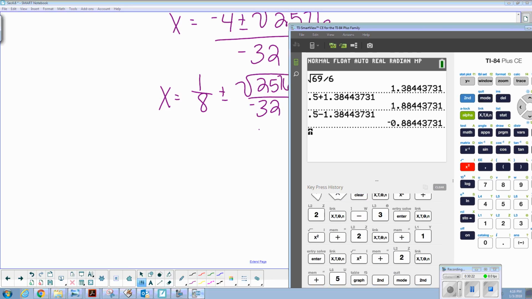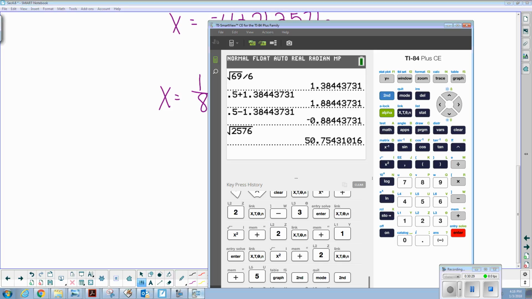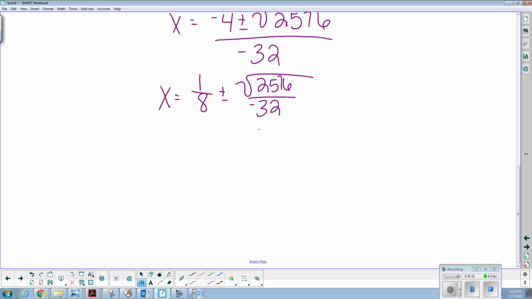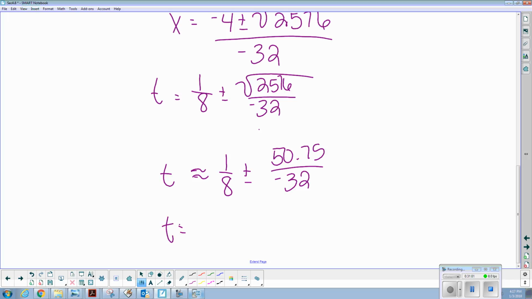So we're looking for the square root of 2576. And that is 50.75. And actually, this should be t. These should all be t. What did I say it was? 50.75 over -32. And if you calc this out, you should get 50.75 divided by -32 is approximately 1.59.